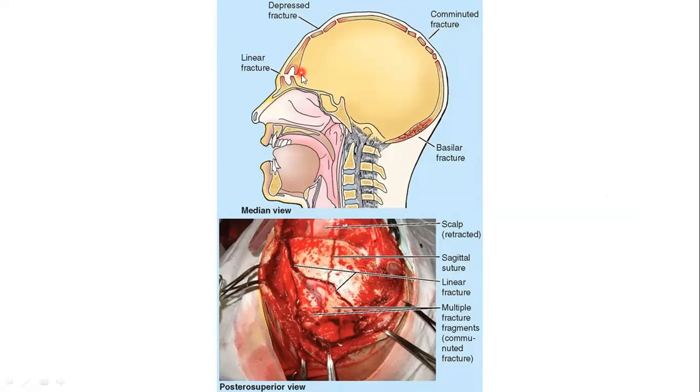So here you see, this is the depressed fracture. You see this red spotlight, this is a depressed fracture. And this is a comminuted fracture. The bone is broken into various pieces. This is the fracture at the base, the basilar fracture. Right? These are two, three types. Let me show you again. This is the linear fracture. This is the basilar fracture. This is the comminuted fracture. This is the depressed fracture. These are the various types of fractures. These damage the structures inside.